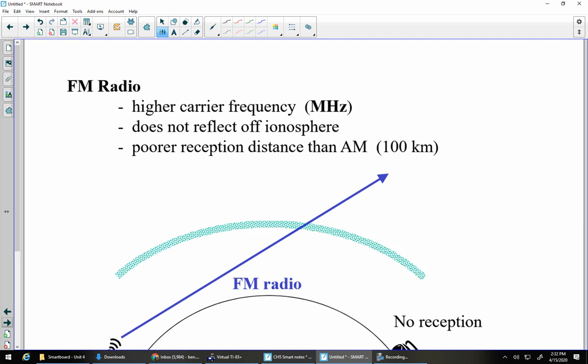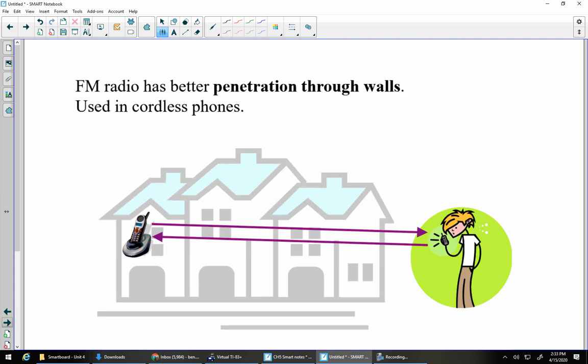FM radio stands for frequency modulation, and it's typically on the scale of megahertz. It does not reflect off the ionosphere and has way poorer reception at a distance, like hundreds of kilometers. So different things that we look at. Typically, the shorter the wavelength, and we better go back to that, v is equal to frequency times wavelength. So they all travel at the speed of light. So that means really we only look at frequency and wavelength, and we know that those have an inverse relationship.